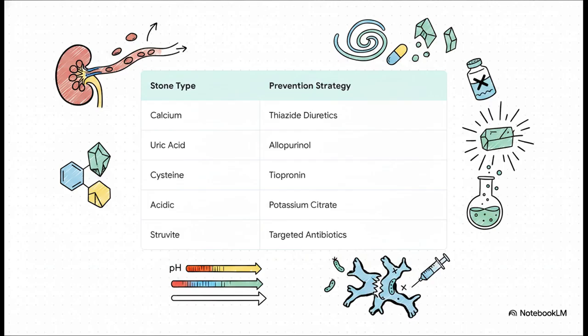If the patient has highly acidic urine causing oxalate or uric acid precipitation, potassium citrate alkalinizes the urine back to a safe pH. And for those massive struvite stones, targeted antibiotics to clear out the urease-producing bacteria for good.